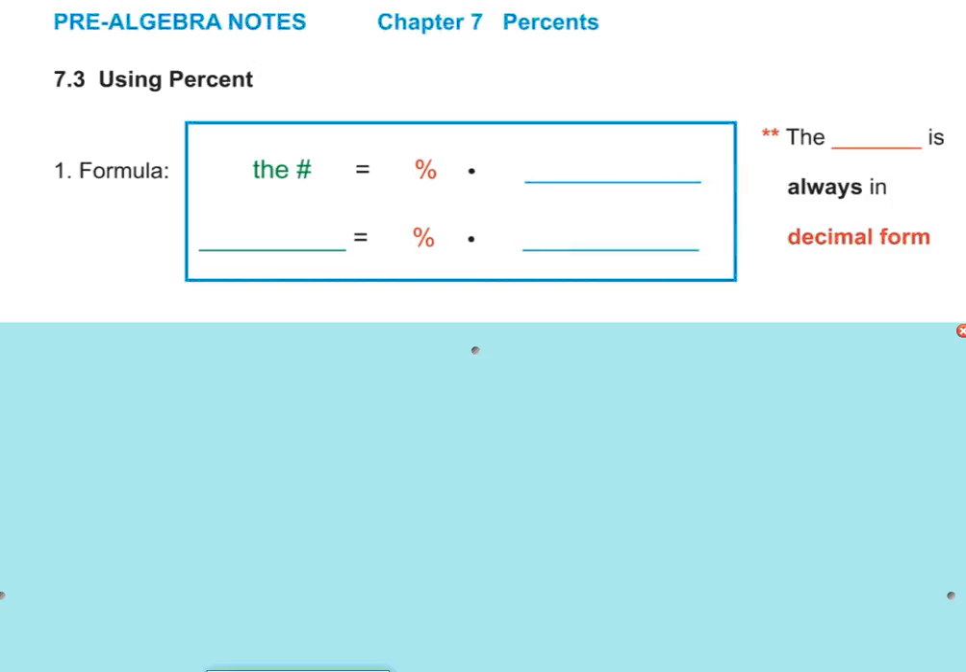Okay, so we're dealing with lesson 7.3, using percent. We'll see, some of it's going to look similar to yesterday's lesson. None of our formulas will change, but the key is the formulas. So again, our first is: the number equals the percent times the of number.